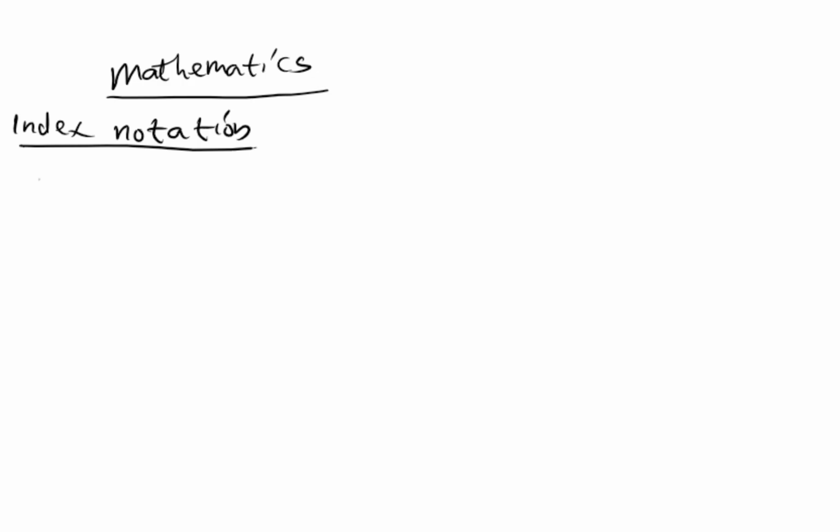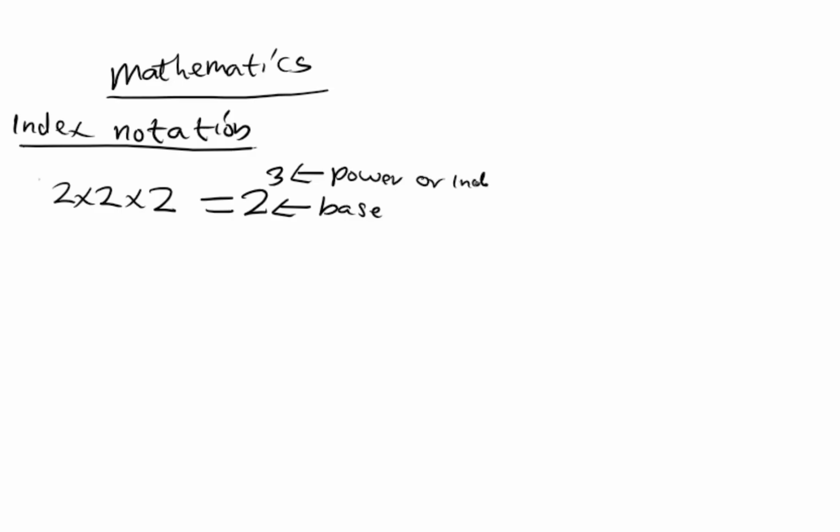When we talk about index notation, we are talking about a method of shortening the product of numbers that are the same. For instance, if you have 2 times 2 times 2, this is the same as 2 raised to the power of 3. So the 2 here is called the base. The 3 here is called the power or index.